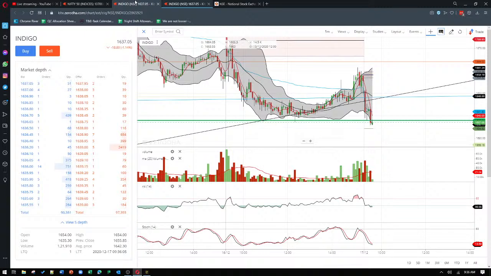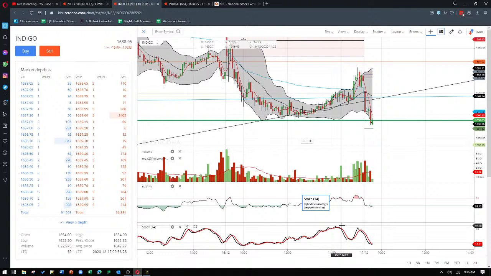See, as I told you, it is trying to take a reversal from here, right? But it might not sustain, it will be within the VWAP only. Or if this is taking a support and reversing, this will come to this 80 level very soon.